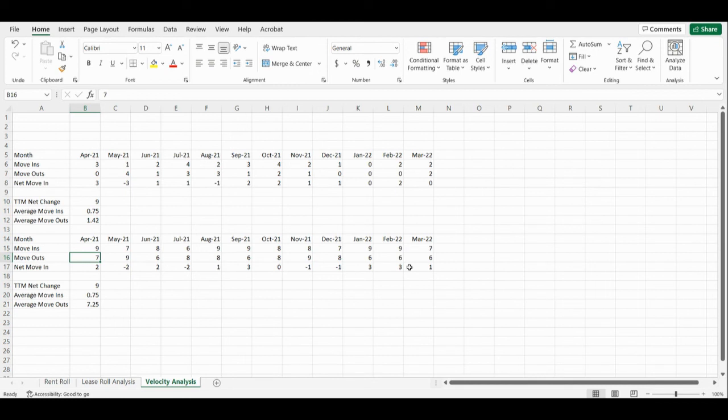So that is a high level overview of a velocity analysis and one way that you might use one to analyze a property.